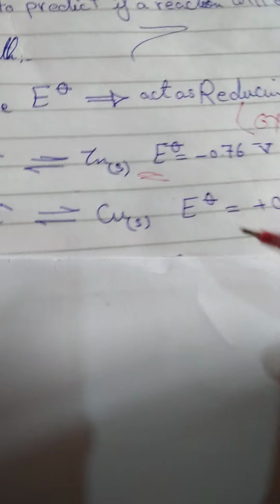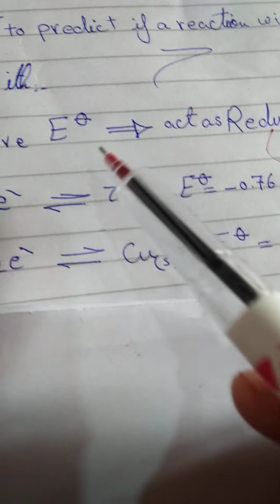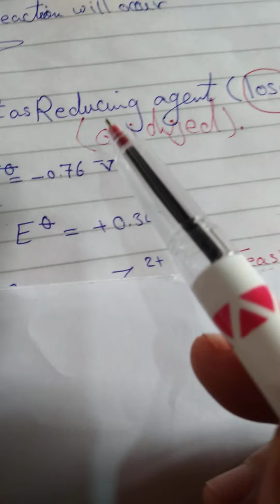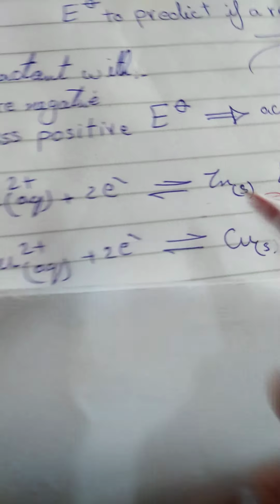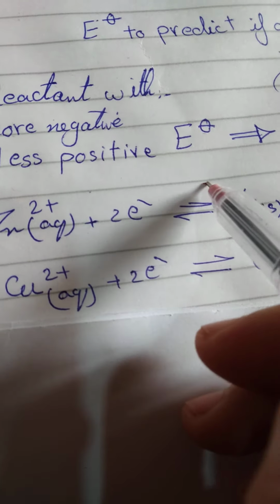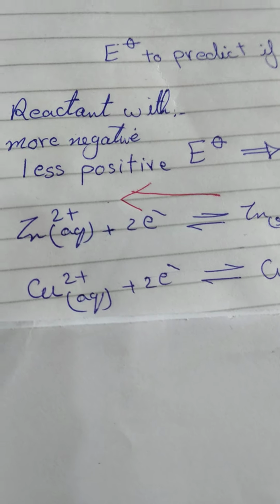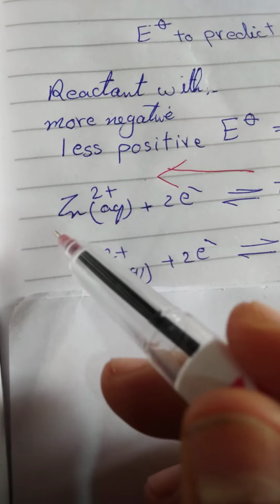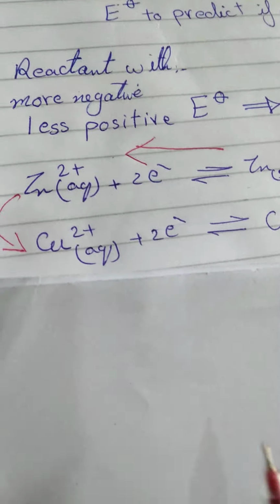Yes, it's zinc. With the more negative E standard value, this system tends to act as a reducing agent, or it tends to lose electrons, which means this system tends to go to the left, to lose electrons. Good. When it loses electrons, what will happen? Once again, as we said before, these electrons will be gained by the other system.